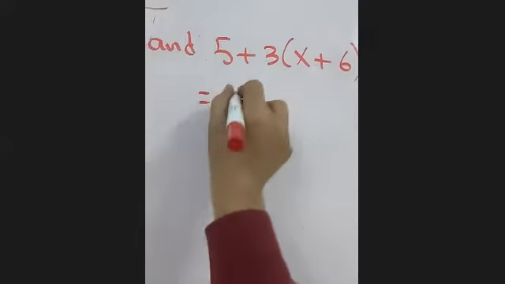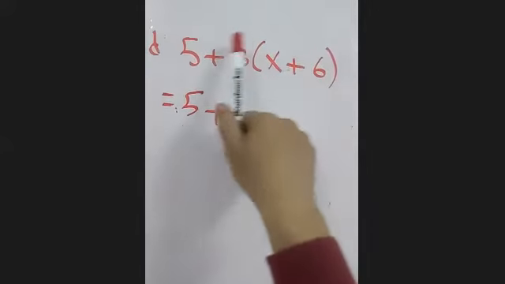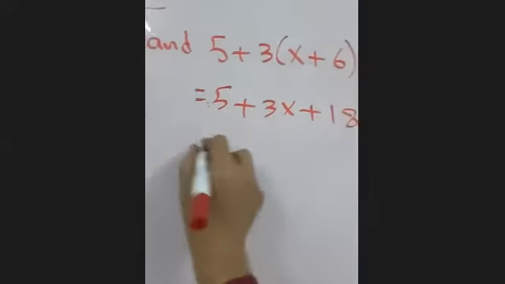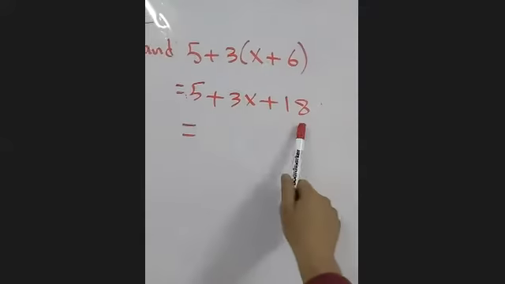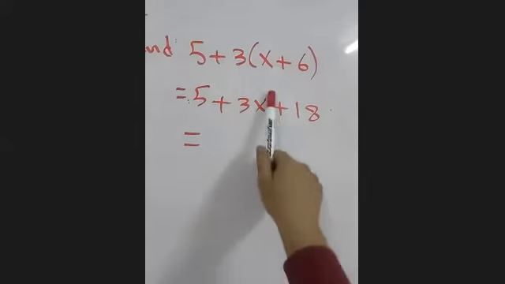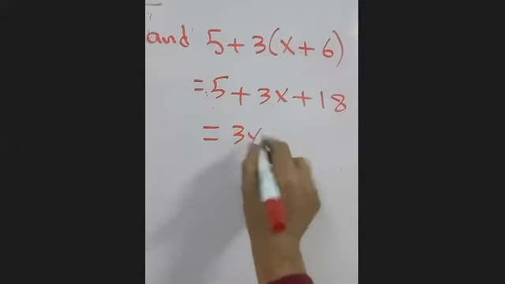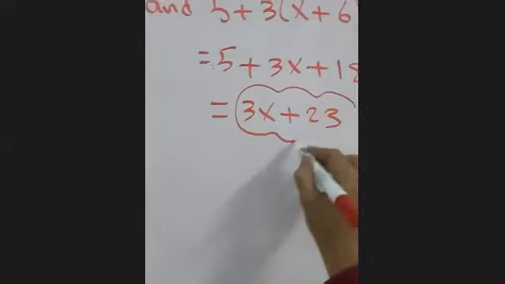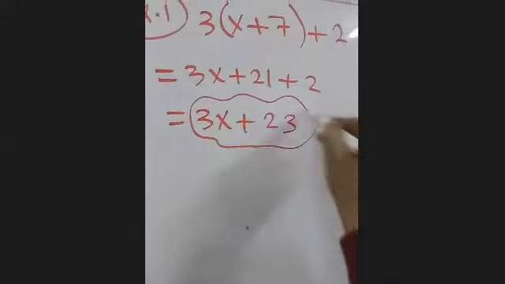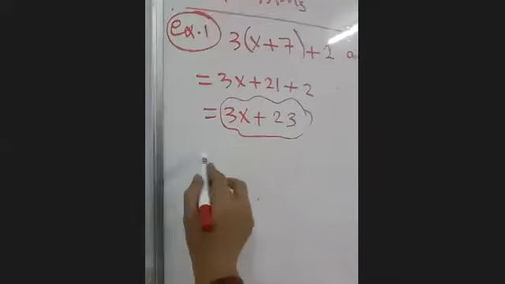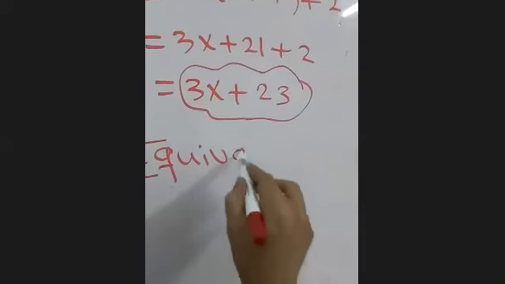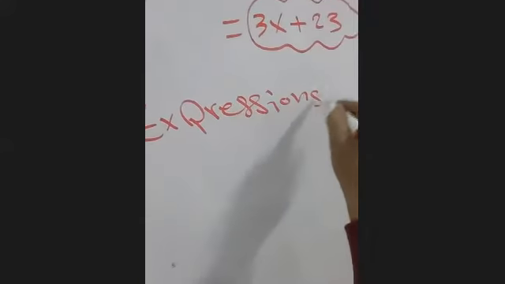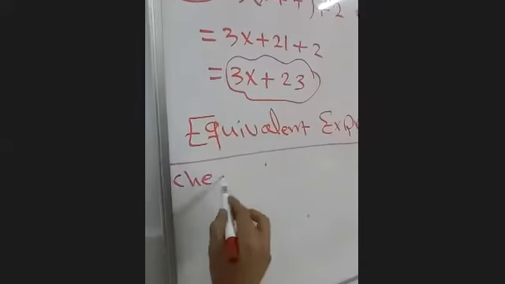So here, 5 plus, first we do the bracket, distribute: 3 × x is 3x, 3 × 6 = 18. Now 5 with 18 are like terms, so I can add them, but the 3x has no like term with it, so it comes down. 3x plus 5 plus 18 is 3x plus 23. Now here we have 3x plus 23 and 3x plus 23. So we have equivalent expressions. This is example one. Now I will go directly to the check.